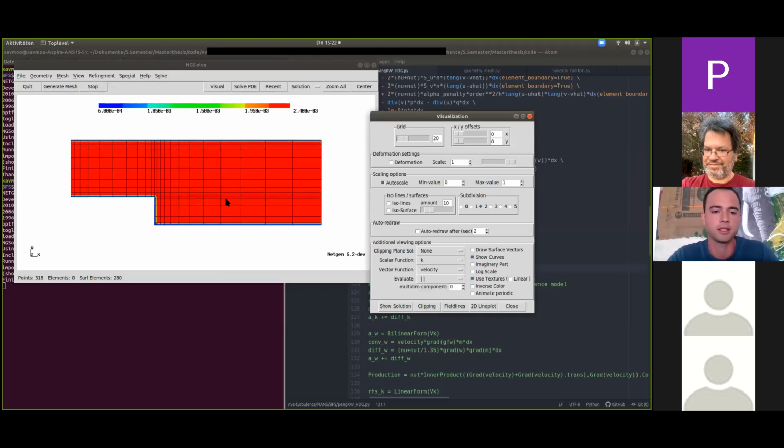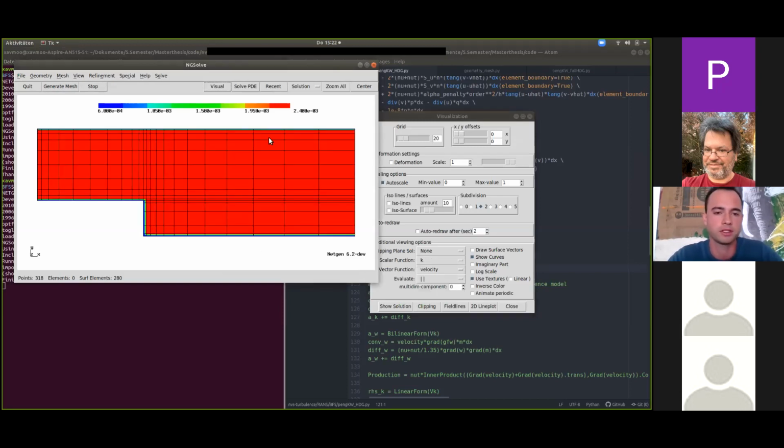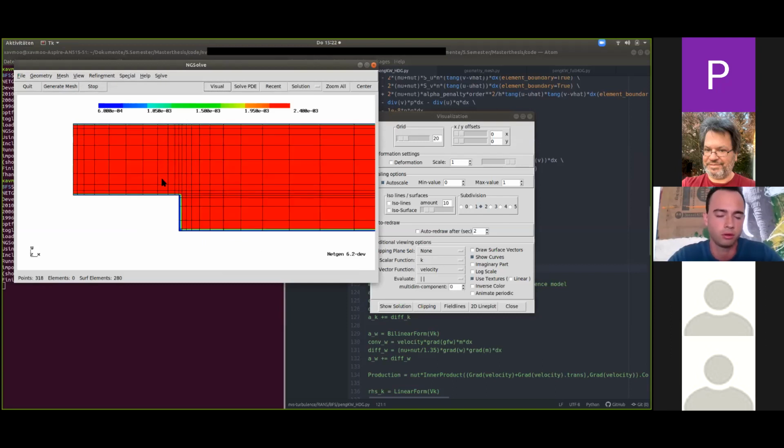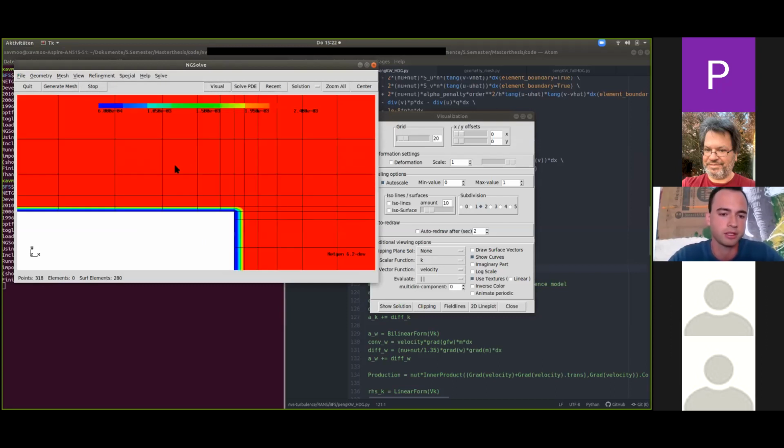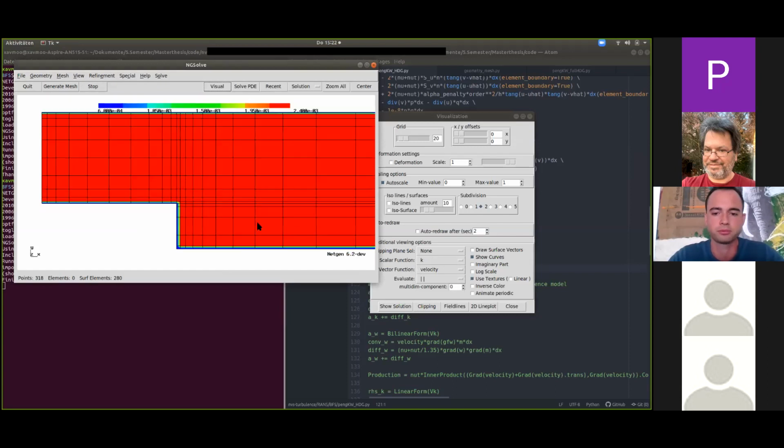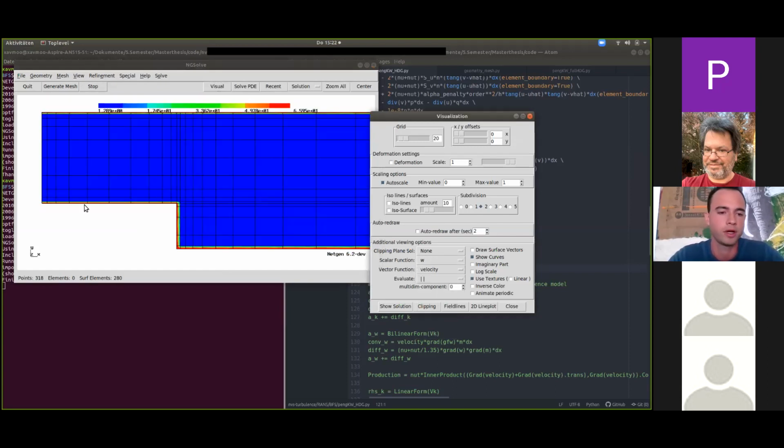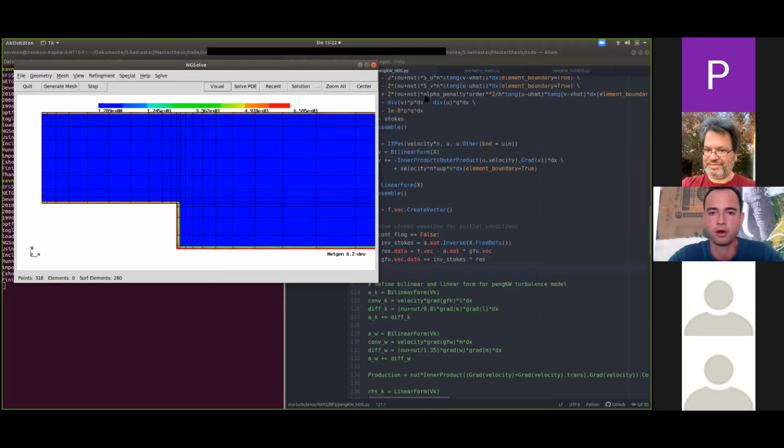And for k, as already said before, we have this initial value in the whole domain, except at the boundary, where we have 0. And the same thing basically also for omega, where we have a really high value of 100 or 1000 at the boundary.